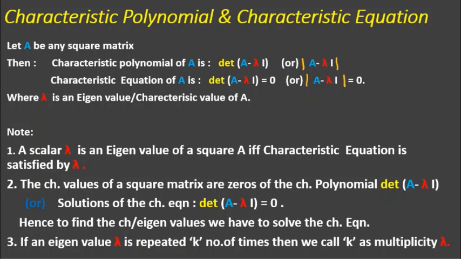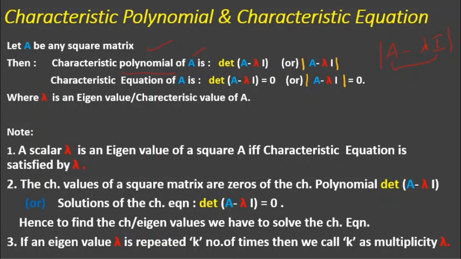Let A be any square matrix, then the characteristic polynomial of matrix A is nothing but det of A minus lambda I, or you can write it as the determinant the same. How do we denote the determinant? If you take the matrix A minus lambda I, where I is the unity matrix of the same order as A, then if you calculate its determinant, this determinant will be a polynomial which we call the characteristic polynomial of the matrix A.